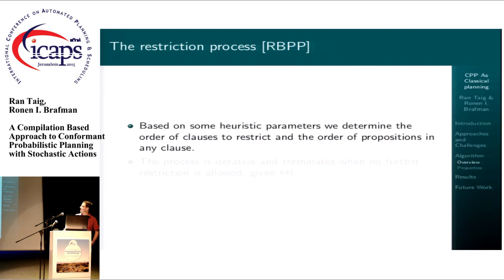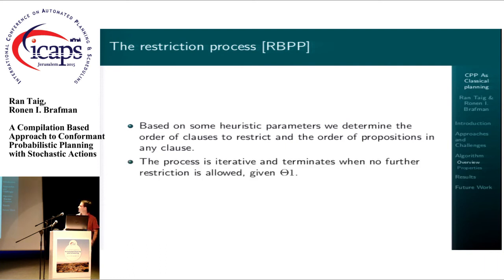The restriction process is actually part of our previous planner, RBBP, and I refer you to the paper for details. I will just say that this restriction is done using some heuristic parameters that determine which of the uncertainty is better to restrict, and using those parameters we determine the order of restriction and the initial states we choose to ignore. This process is iterative, and of course it terminates when no further restriction is allowed, given the amount of probability weight that we decided on.